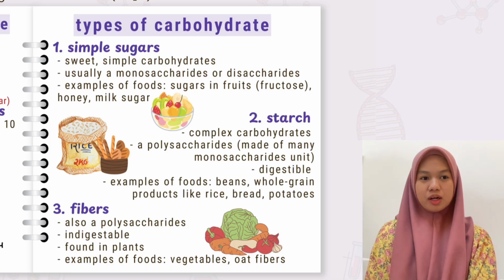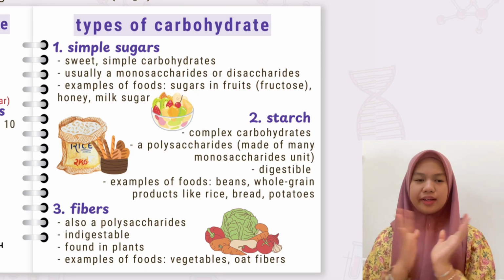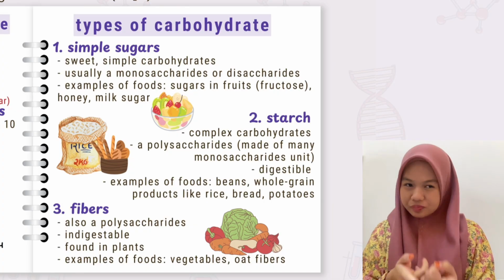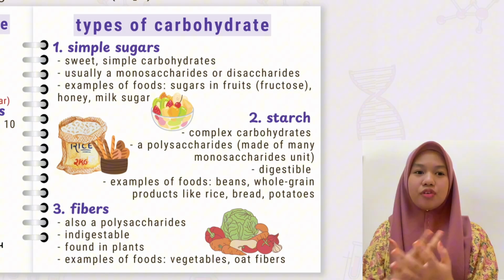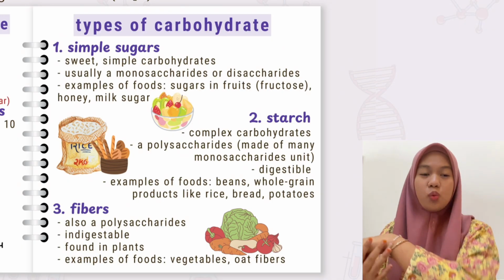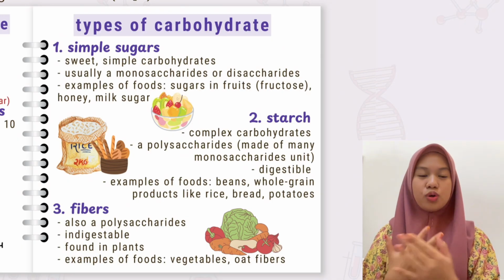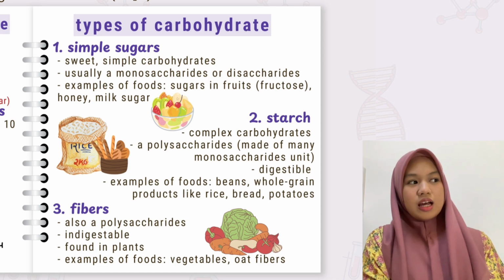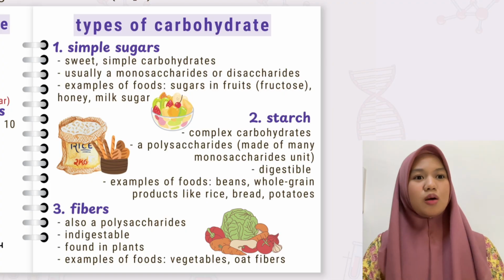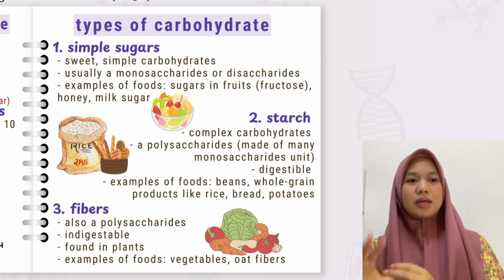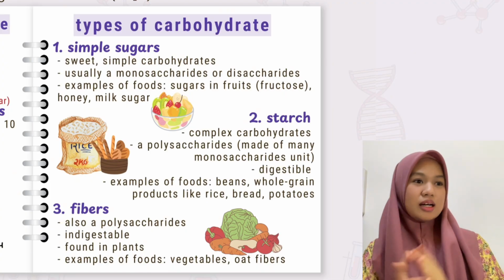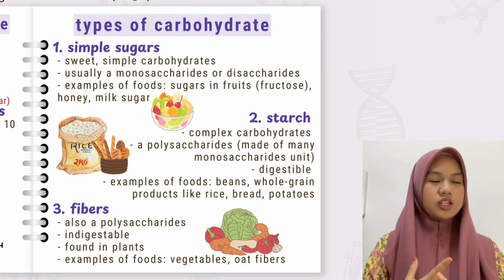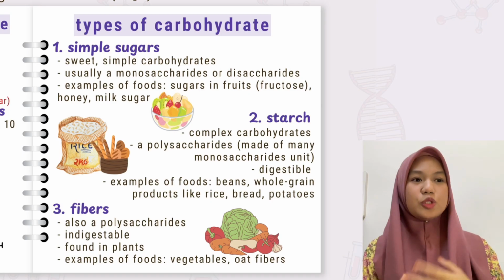Okay, so now let's talk about the types of carbohydrate in our daily life. What's the difference between types of carbohydrate and the classification of carbohydrate I told you just now? The classification mainly involves the structure of the carbohydrate, while the types of carbohydrate tell more about how they are found and consumed. For example, simple sugar is considered sweet and simple carbohydrate because it is usually made of monosaccharide and disaccharide. Examples are sugars in fruits like fructose in grapes, and honey, and milk sugar. This type of sugar is easily consumed by humans.